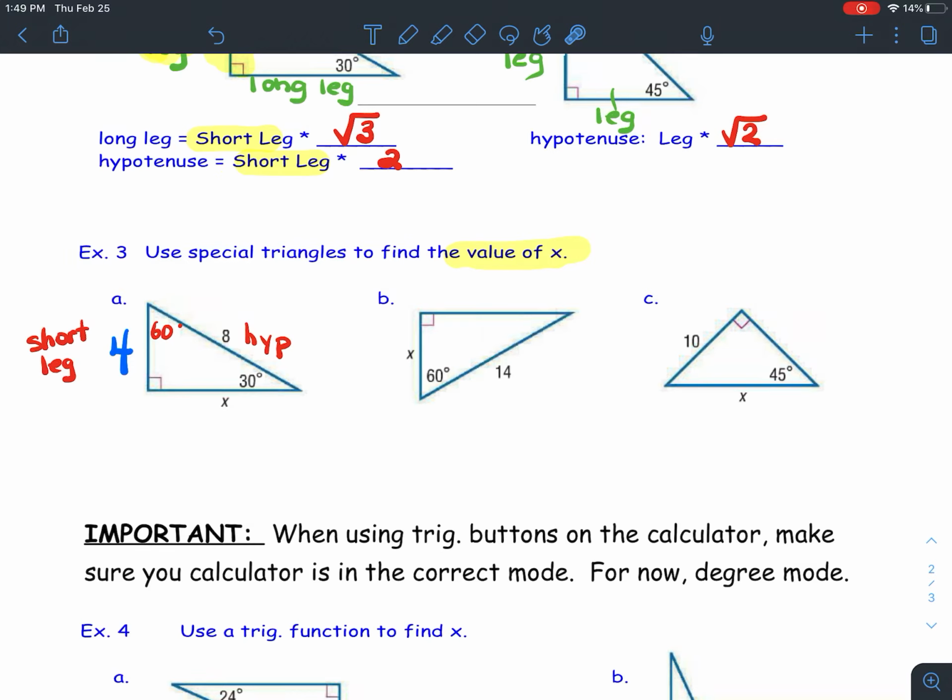Our formula says to take the short leg times the square root of 3, and you can just leave the square root of 3 symbol there. The long leg would be this 4 times the square root of 3. That would be the answer for x. Okay, let's look at the next one here.